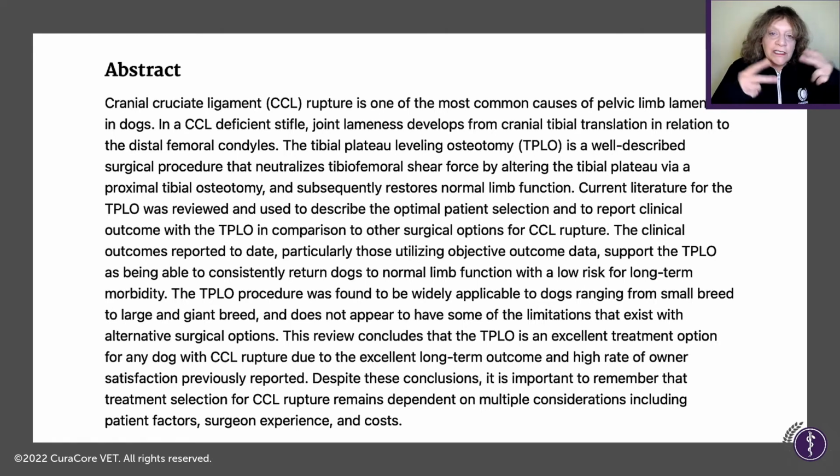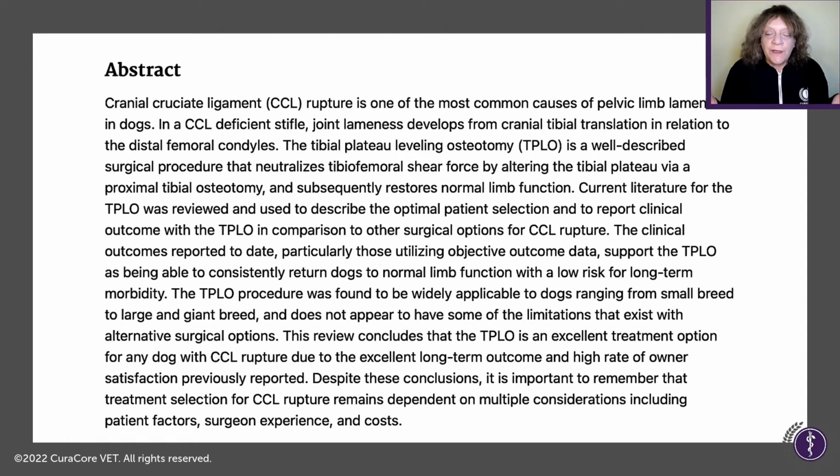Is there a relationship? We don't know. It hasn't been studied, but it's always curious to me what happened first. Or was there a missed intervertebral disc disease with neurologic problems that was interpreted as a lameness? Then they got TPLO. Well, that didn't really fix it. That made it worse. So with this, even the abstract from this article paints a rosy picture of the TPLO.